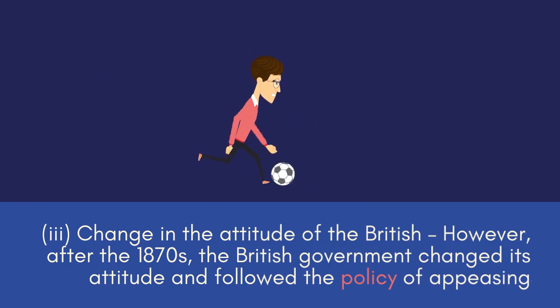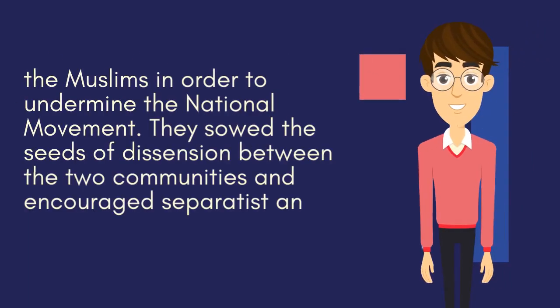3. Change in the attitude of the British. However, after the 1870s, the British government changed its attitude and followed the policy of appeasing the Muslims in order to undermine the national movement. They sowed the seeds of dissension between the two communities and encouraged separatist and communal tendencies.